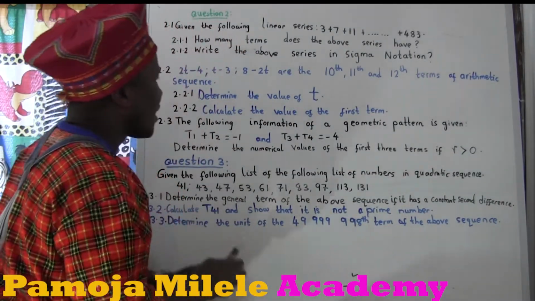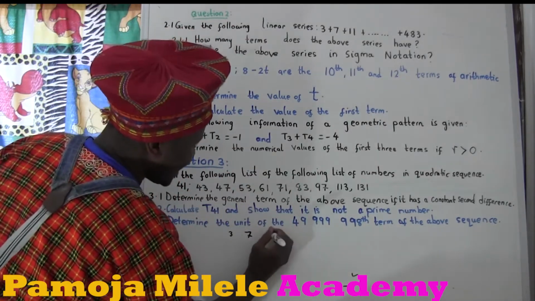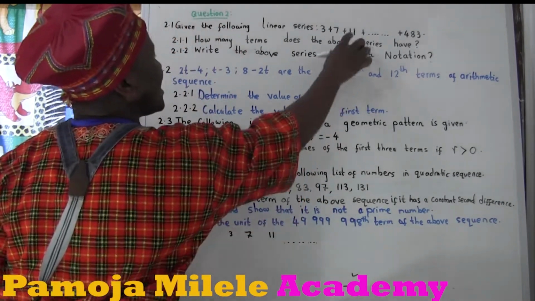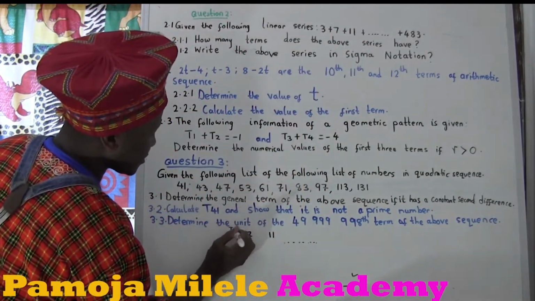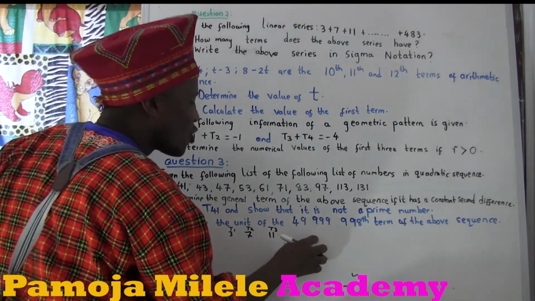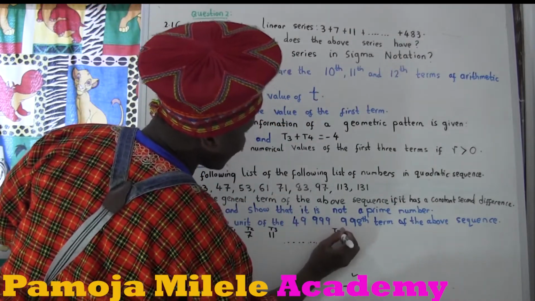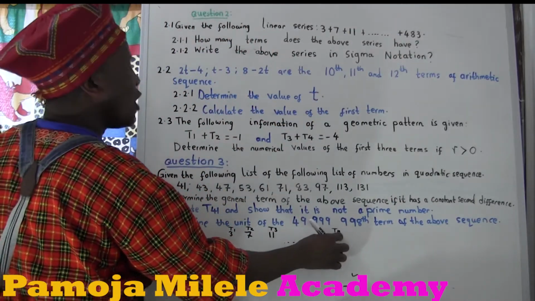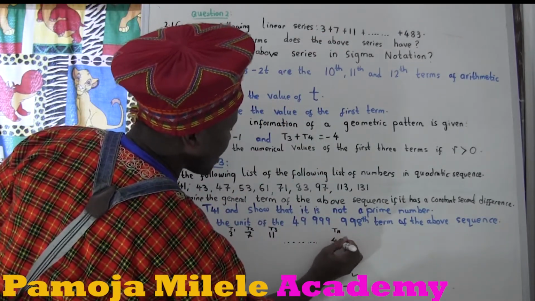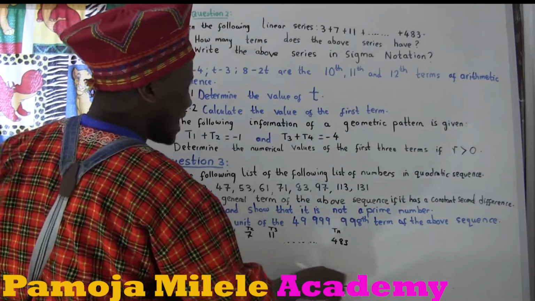So I've got 3, 7, and then 11. This is term 1, this is the second term, this is the third term. We don't know the fourth term or the next one. Tn means the term at a certain position, which we don't know. They give us Tn equals 483. So term 1 equals 3.